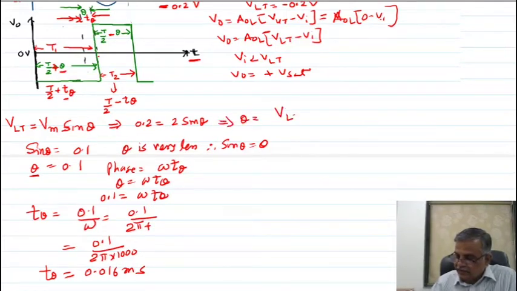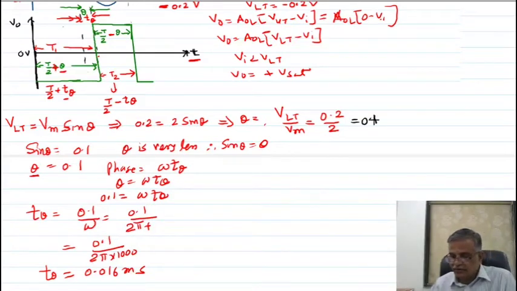Theta is equal to VLT upon Vm. So it is 0.2, and the maximum voltage is 2 volt, so I can directly use this here also. So this is nothing but 0.1 radian. So theta you got, this is your phase value. You know phase is omega t theta. So t theta means this duration, which you can find by this equation: 0.016.